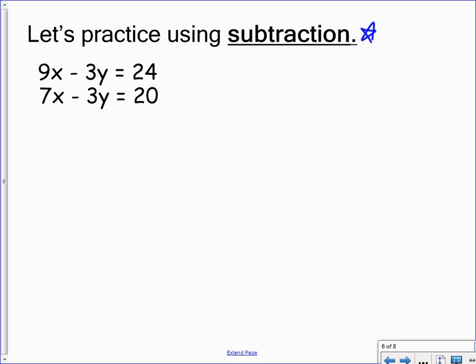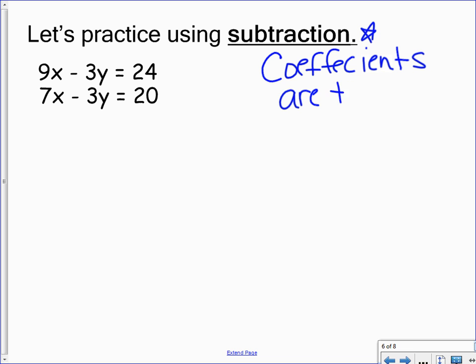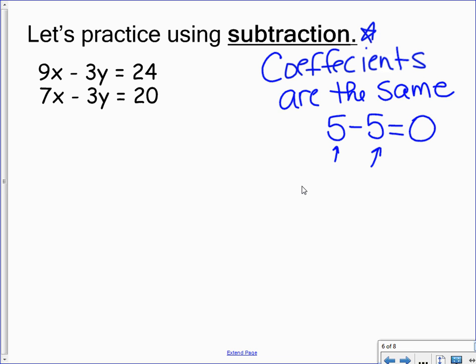And now when we want to select subtraction, we would select subtraction because the coefficients are the same. And why do we want them to be the same? Because like 5 minus 5, both of the numbers are 5, and when we subtract them, we get 0. Remember, that's our goal when we're talking about elimination. Okay?